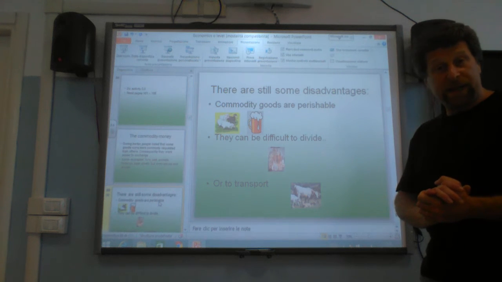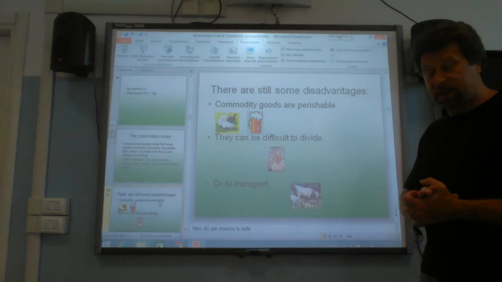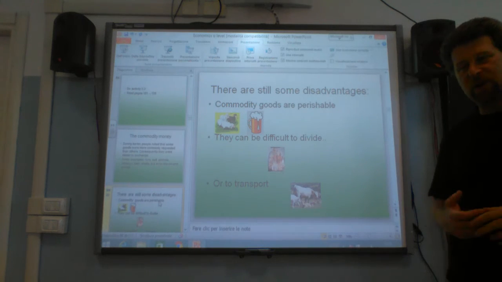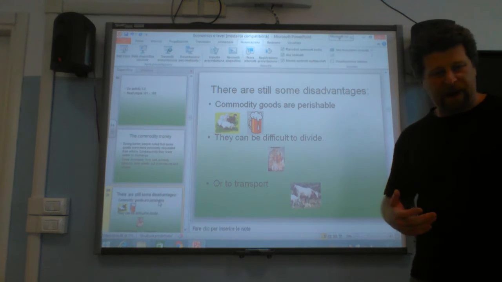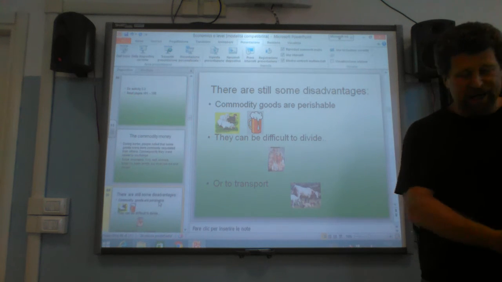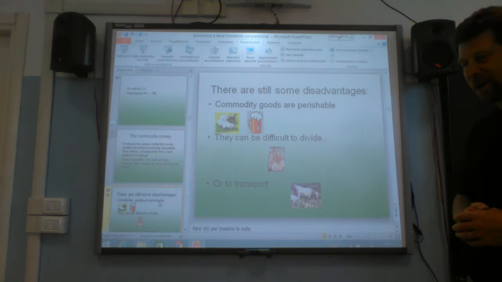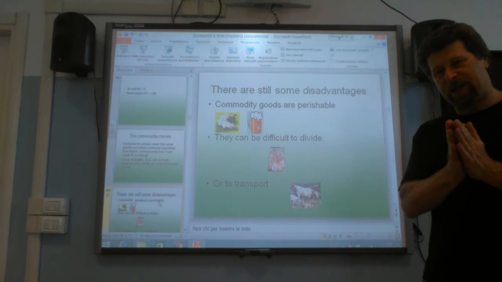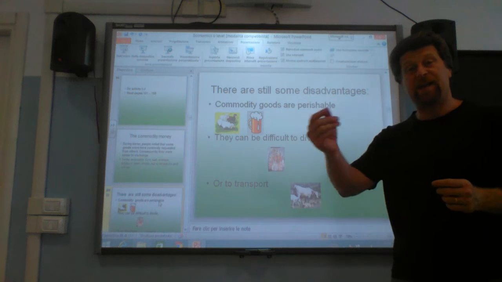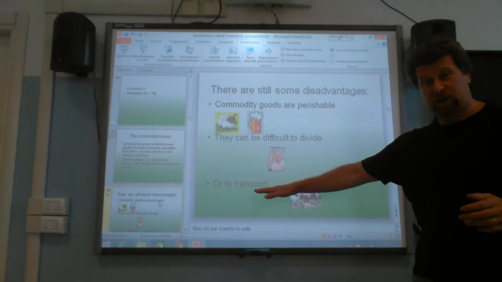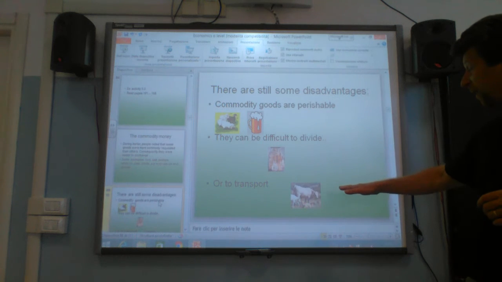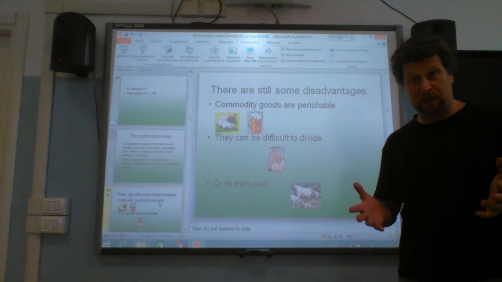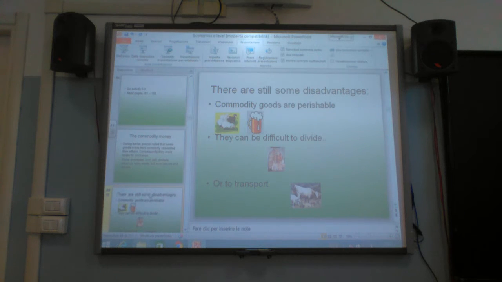Commodity money depends on the commodity, but sometimes they don't last. It can be difficult to divide, so it can't become a good measure. For example, if I've got a cow and you've got a book, I can't just cut off the leg of the cow to exchange for the book, can I? Money needs to be something you can divide and then measure. Or transport. Commodity money, if it is cows, they're difficult to transport. Money needs to be something you can put in your pocket, otherwise it becomes difficult to trade.